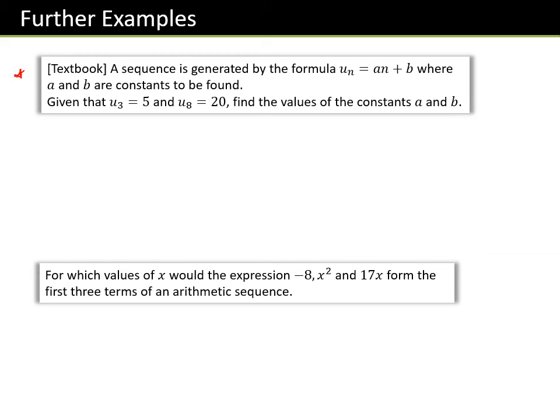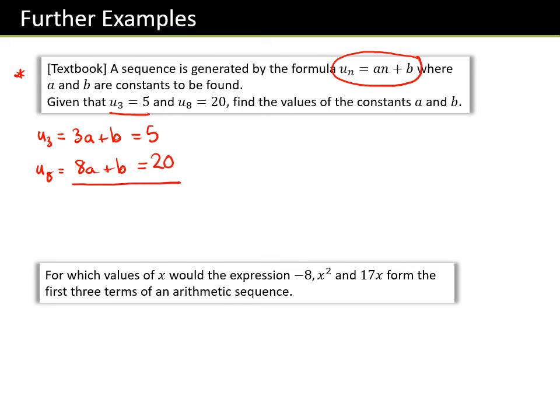Okay, in this textbook example here, there's actually 2 ways of answering this. We'll start by answering it with the information that we're given. un equals an plus b. So I'm given that u3 equals 5. So u3 equals 3a plus b, and we're told that that is equal to 5. u8 will be 8a plus b, and we're told that that is equal to 20.